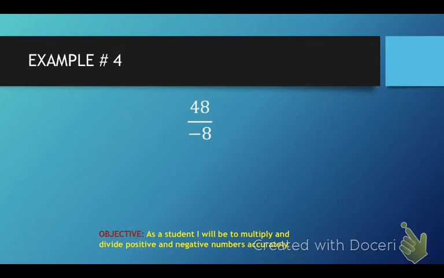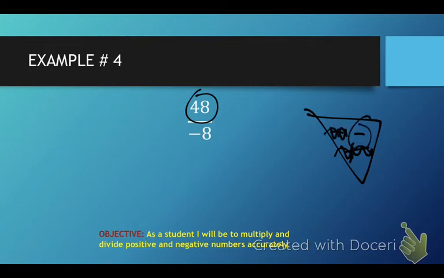Next one. Example number 4. Once again, we need a Pizza Steve. All right, so there we go. Negative, negative, positive. 2 negatives and a positive. What do we have? Well, we've got a positive 48, so we cross off the mouth, and we have a negative 8. So what we're going to do is cross off one of the negatives. We have a negative left. 48 divided by 8, what is that? Well, that is actually 6. Our answer is negative 6.